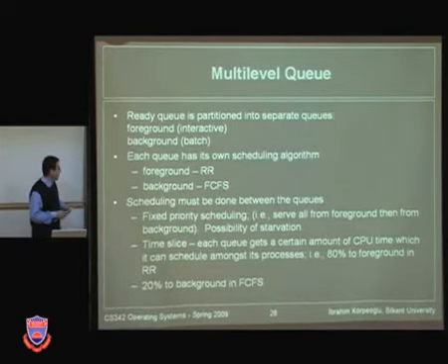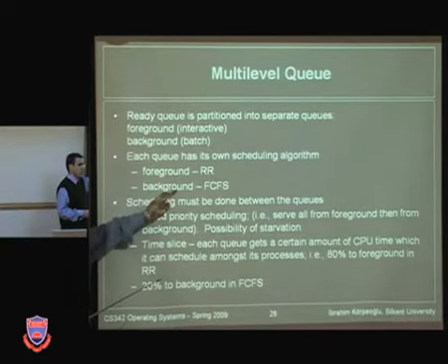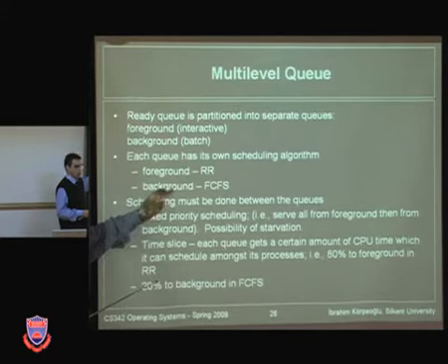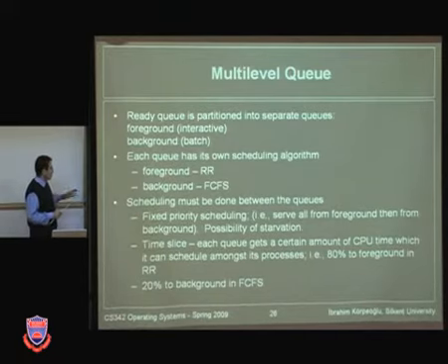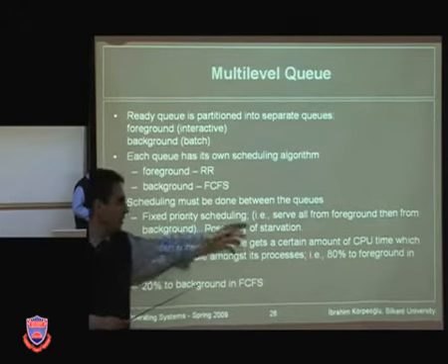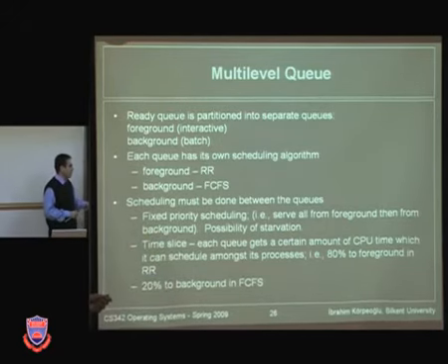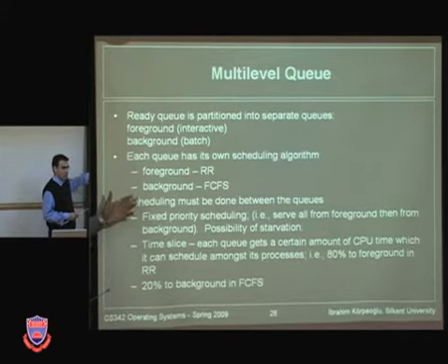What it means is this. For some time, we have to serve this queue, for some other time, we have to serve that queue, and so on. This is scheduling between the queues. For that, we can use one of two approaches. One approach is using fixed priority scheduling to serve the queues. That means, for example, serving all processes from the foreground queue, which has higher priority. If there is no process in the foreground queue, then start serving processes from the background queue. Usually the foreground queue should have a higher priority than the background queue.